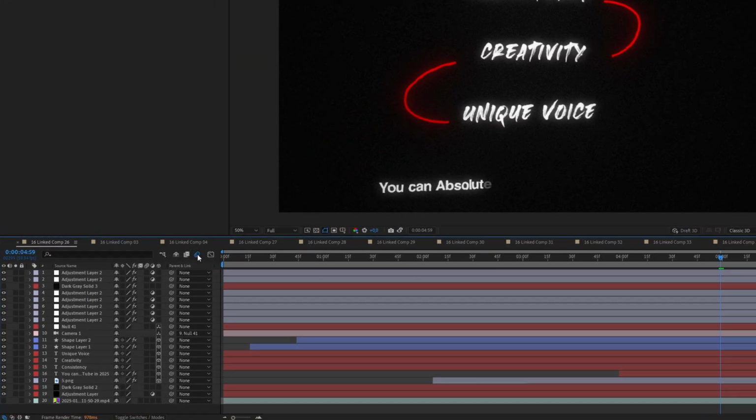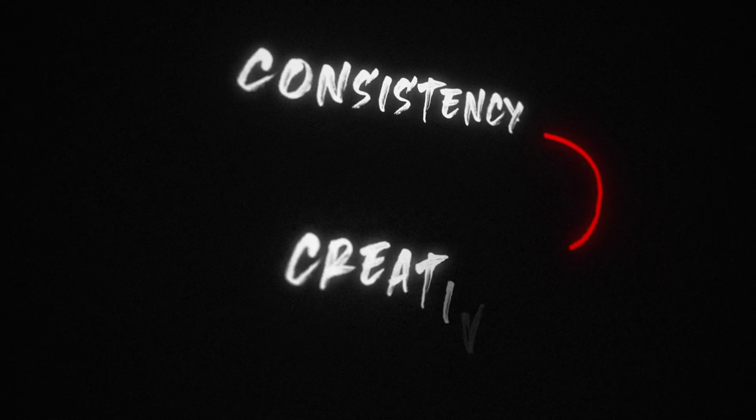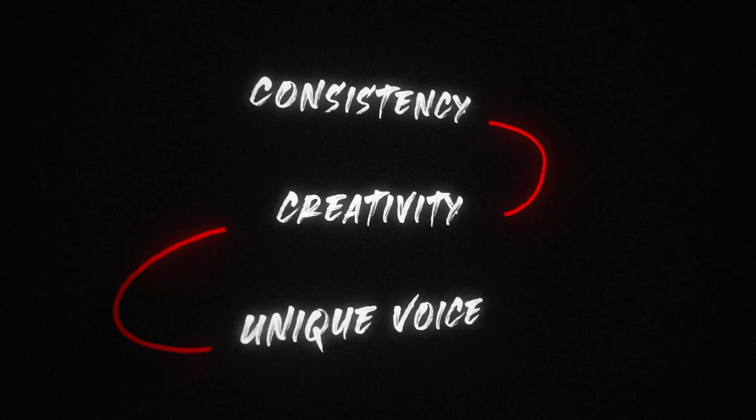Motion blur. Without motion blur, your animation feels robotic. Just enable motion blur in After Effects by clicking the blur icon and turning it on for each layer. This instantly makes your movement feel cinematic and smooth.